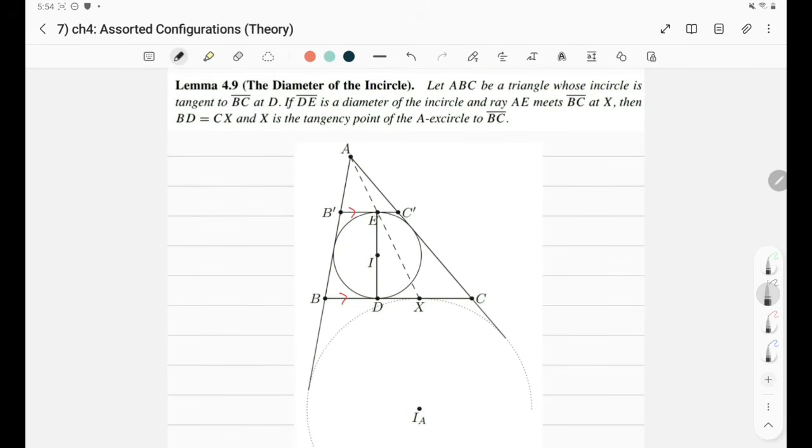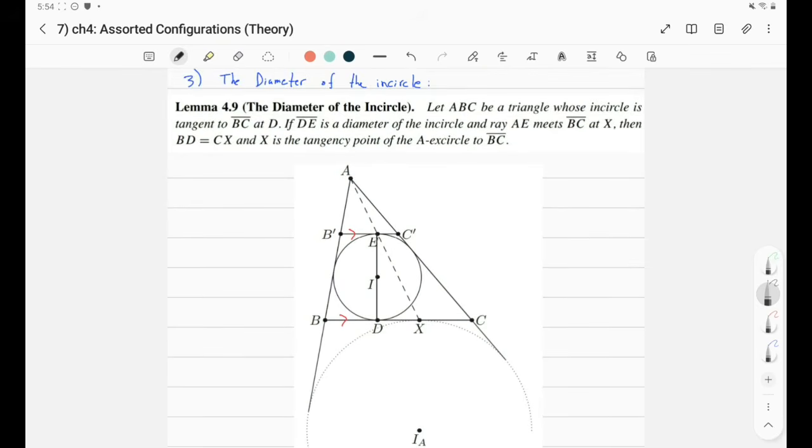Okay, anyway, both of them depend on the same homothety, centered at A. So pick whatever you prefer. So yeah, that's it basically. Of course, here, the lemma was stated, just as we said, D is the diameter and AE will meet it at X. They told you that here, BD equals CX.